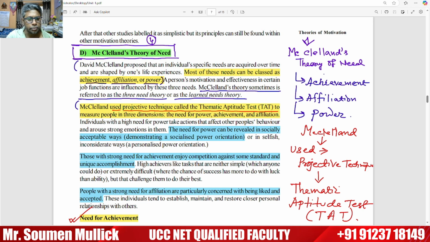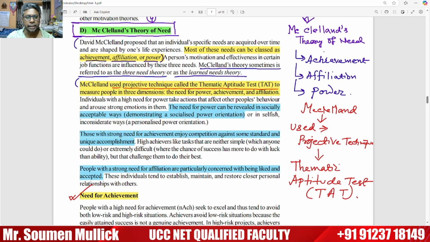McClelland used a projective technique called the Thematic Apperception Test to measure people in three dimensions: the need for power, achievement, and affiliation. The need for power can be revealed in socially acceptable ways, demonstrating a socialized power orientation, or in a selfish, inconsiderate way, a personalized power orientation.